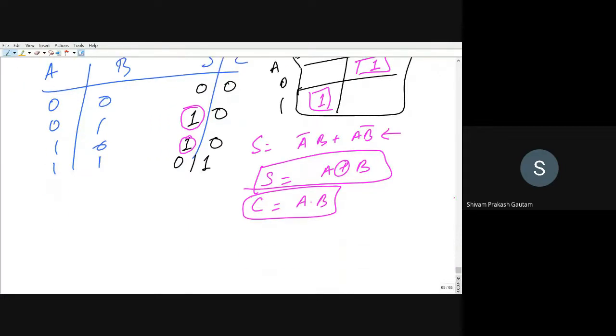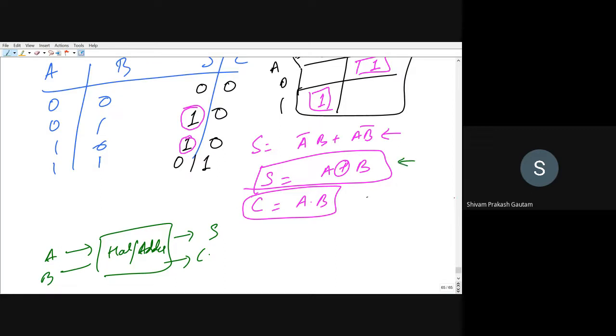So we can draw the block diagram as well. So this is half adder. We are having two inputs, that is A and B, two variables, and we are getting output as sum and carry. Now we want to implement this sum and carry using logic gates.